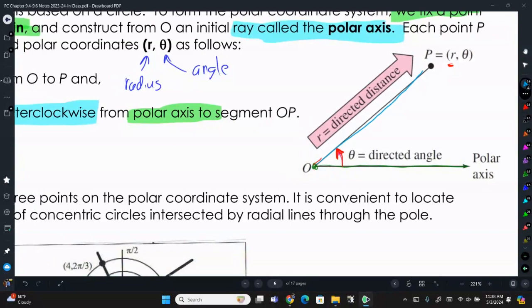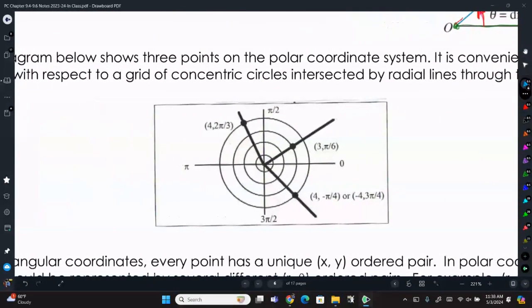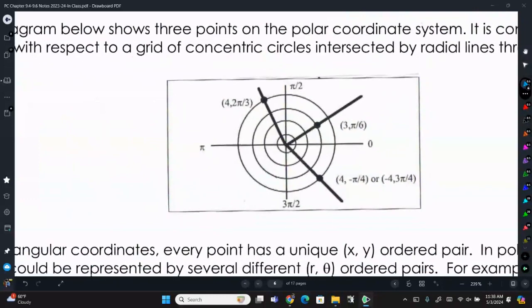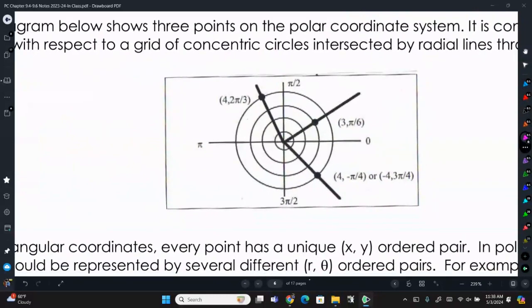So if we look down here, there are some points in the coordinate plane graphed, like 3 comma pi over 6. So we rotated pi over 6, and then we went 1, 2, 3 units, and that's where our dot is. 4 comma 2 pi over 3. 2 pi over 3 radians, and then we go out 1, 2, 3, 4, and there's where our point would be.